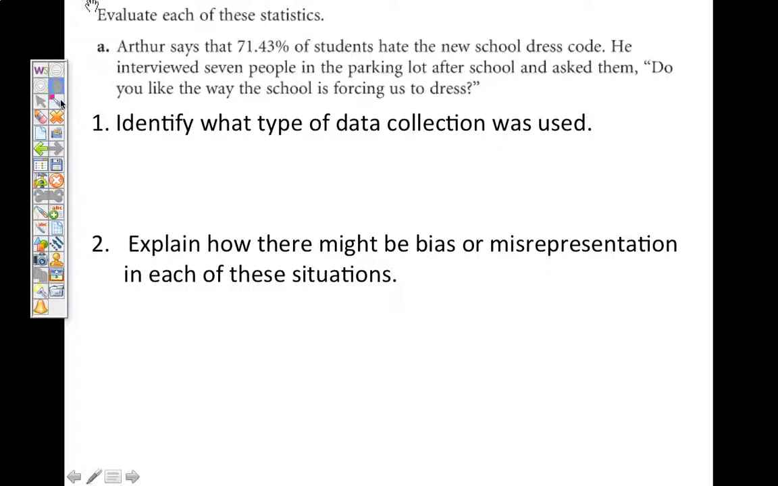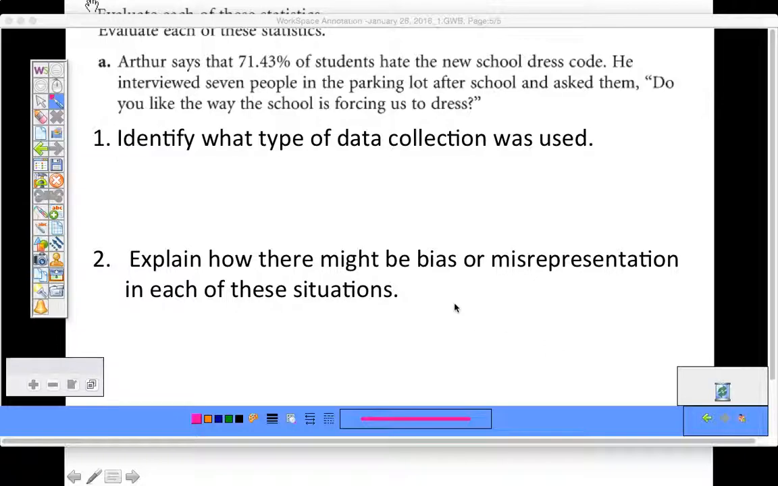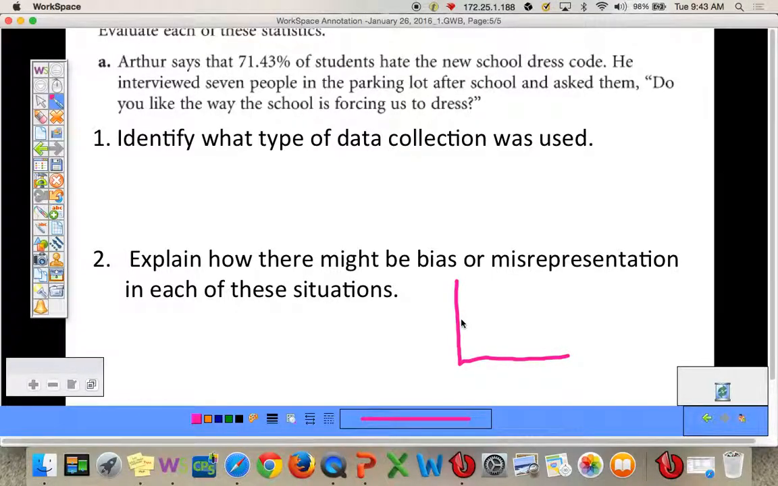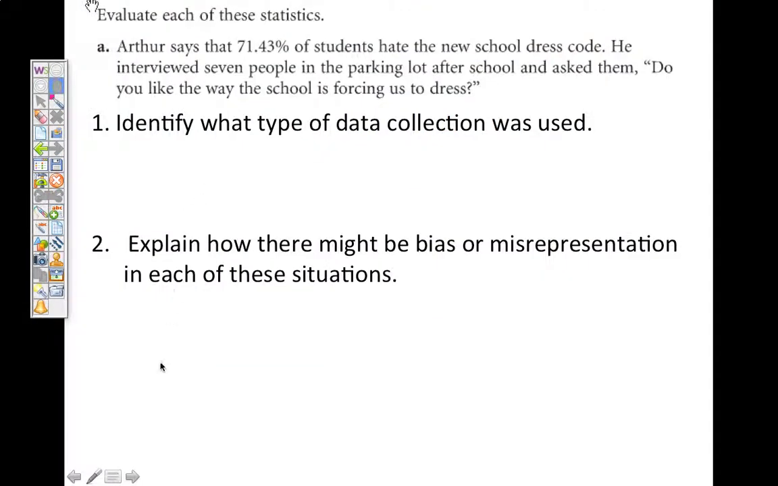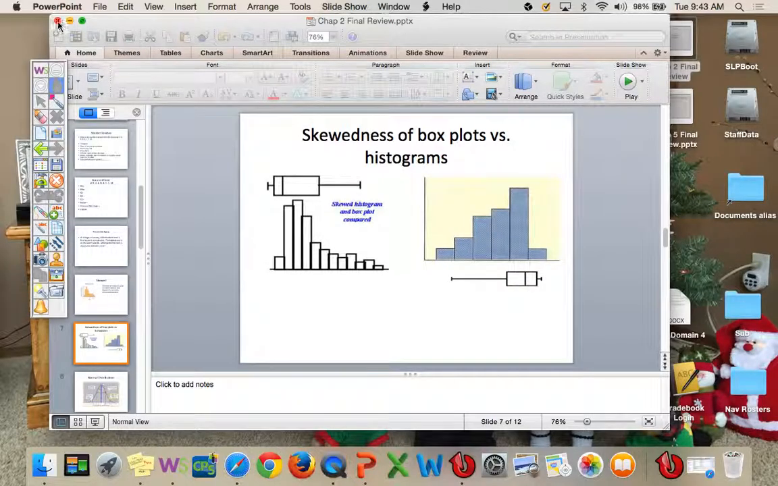Bias or misrepresentation. One major form of bias or misrepresentation is the scale of the graph. So let's say that one day the temperature was 50 degrees, and the next day it was 60 degrees. Well, the misrepresentation in this graph would be, all right, 60 is not double 50. So if graphs don't start at 0, that's a big source of misrepresentation. Okay, so there's a summary of Chapter 2.